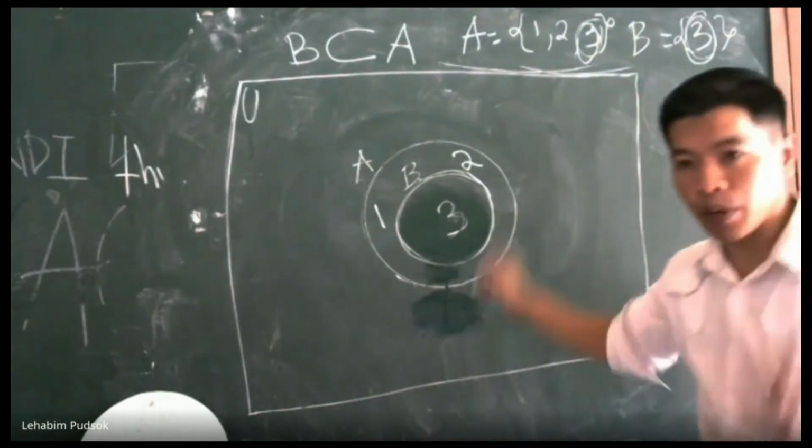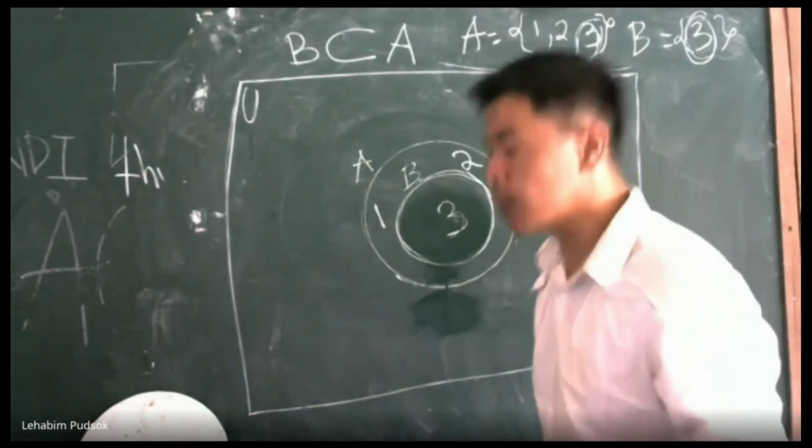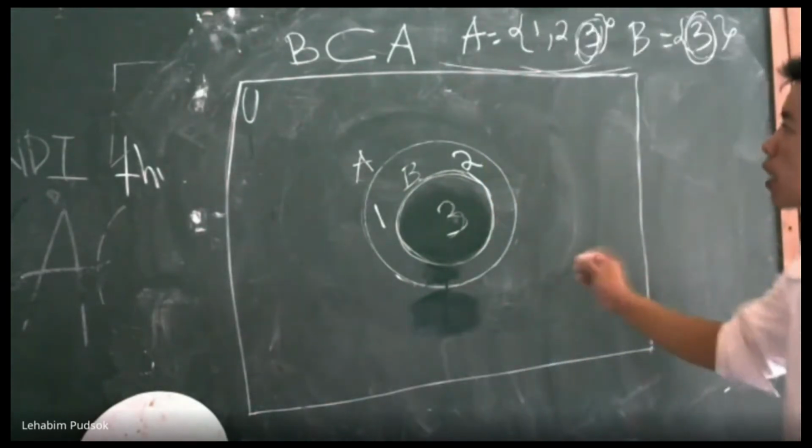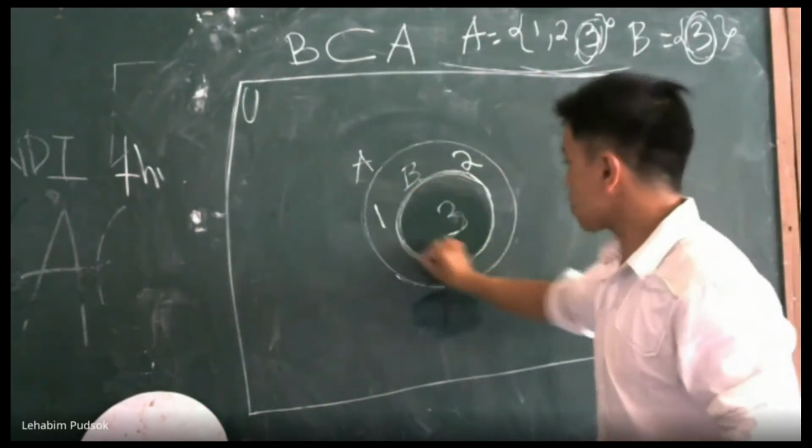Are you getting my point? What am I telling you here? Very good. Okay, so that is B subset A. B is a subset of A.